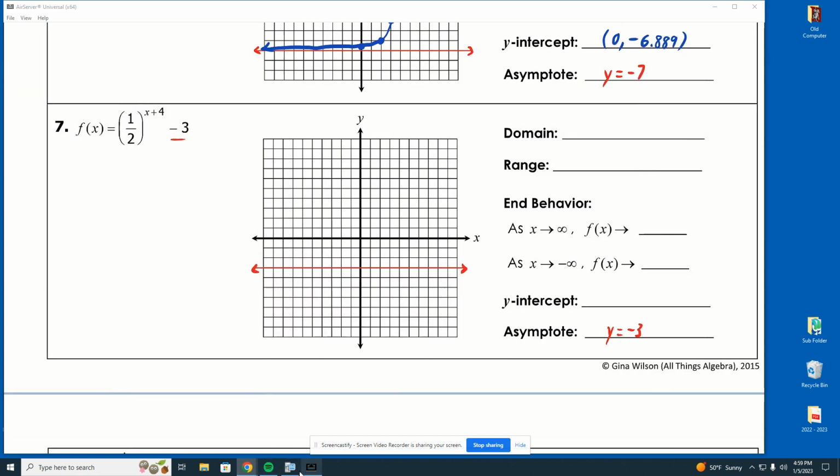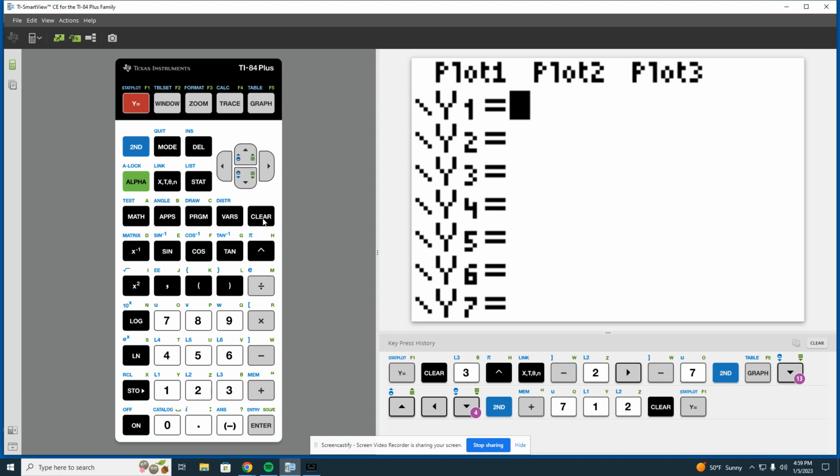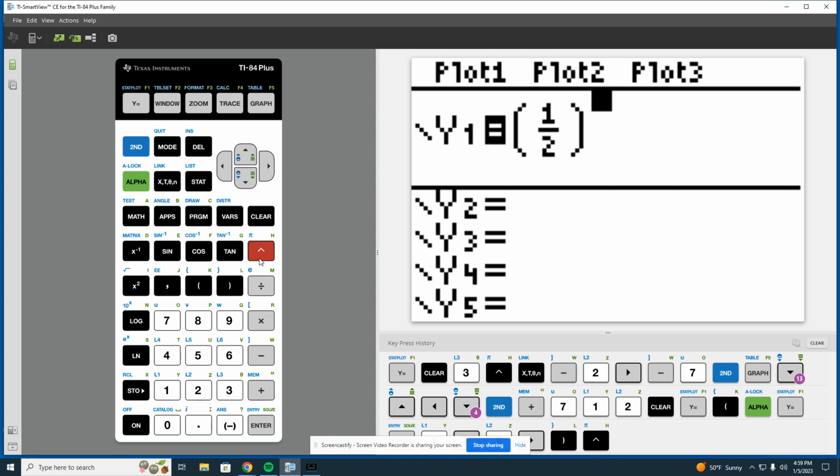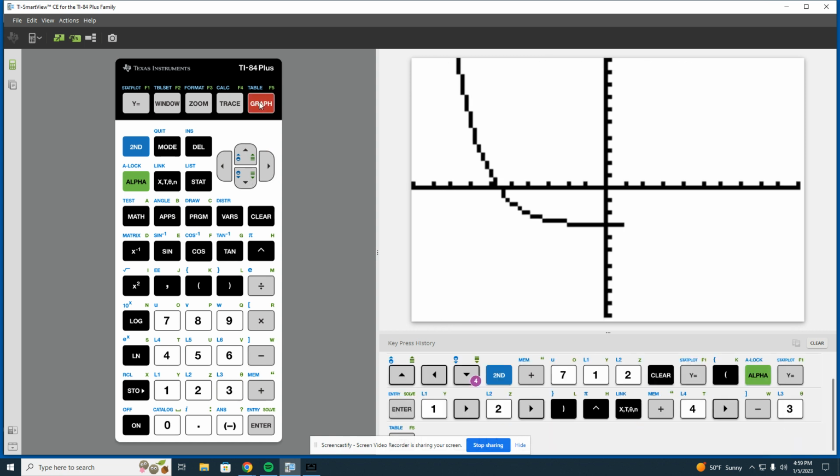Now let me prove that to you. Let's go to our graph. And let's type this thing in. I'm going to go ahead and type it just like they have it. Alpha y equal, in parentheses, I'm going to have 1/2. Always type it the way they type it. That way there's no chance you make a mistake. Then I'm going to raise that to the x plus 4 power. And then I'm going to scroll down here and put my minus 3. Now look at the graph.